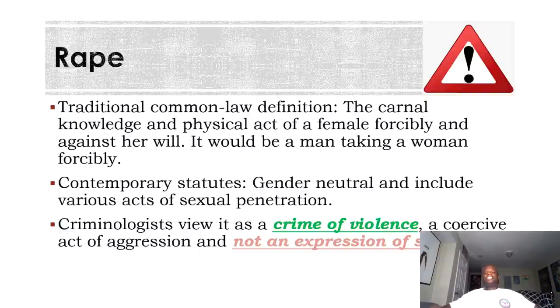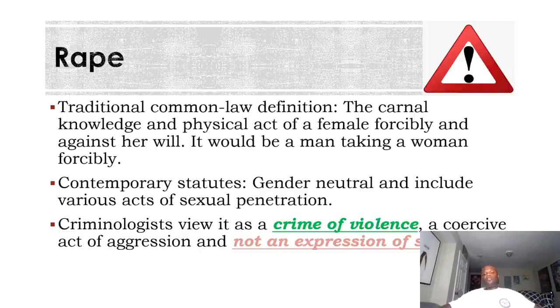Contemporary statutes say that it's gender neutral, and it can include other acts of penetration. With it being gender neutral, it could be a man against a woman, of course. It could be a woman against a man. It could be a man against a man. It could be a woman against a woman. Anytime you hear the word contemporary, class, it just means modern times.